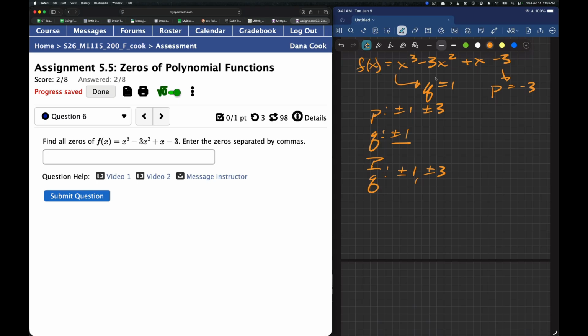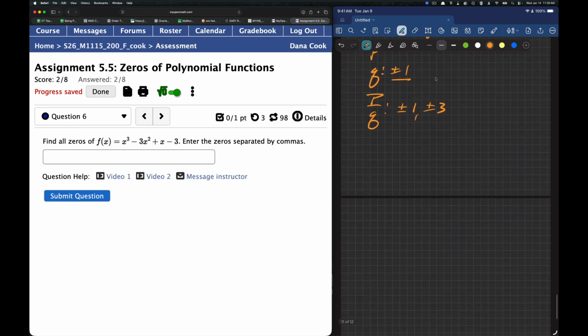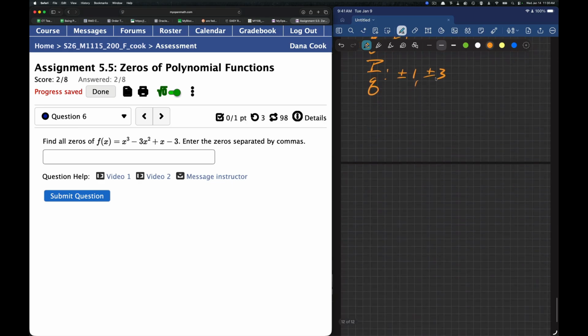Now I happen to have looked at this beforehand and I know what it is. You may not. So you might have to try all four of those before you get to the one that is the 0. I'm going to shortcut this video and choose 3. Again, you might try 1 and it won't work, -1 and it won't work, -3 it won't work, and then 3 and it'll finally work.